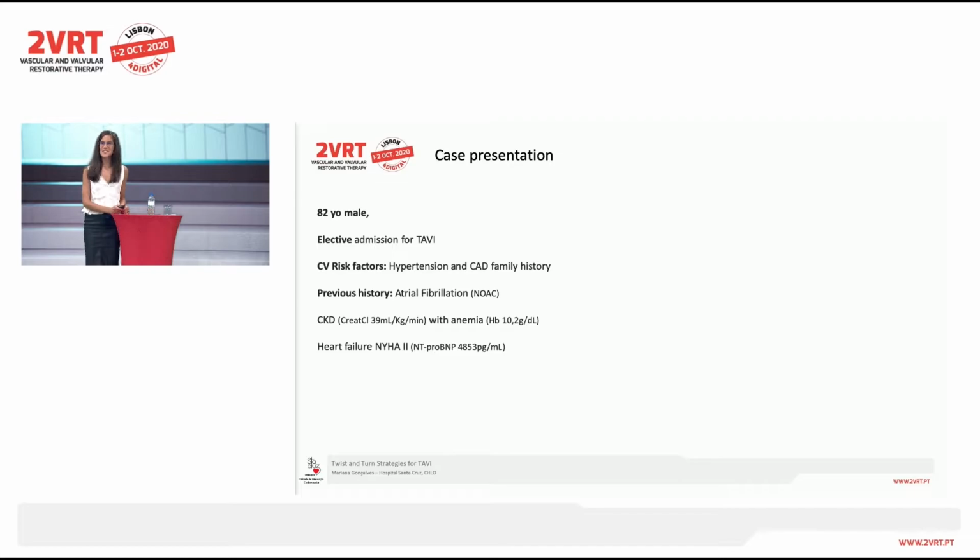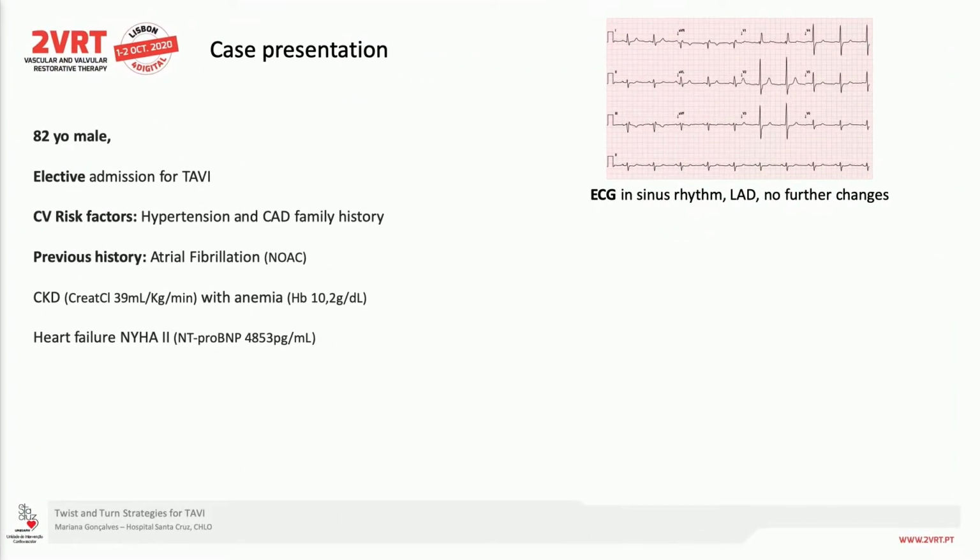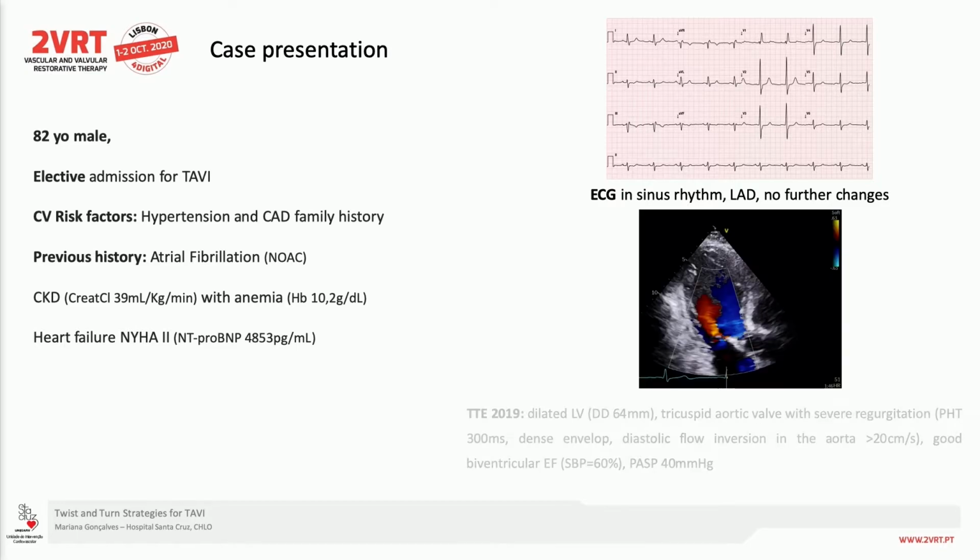Okay, this is an 82-year-old male with a severe symptomatic aortic stenosis, electively admitted in our ward for TAVI. He was hypertensive and with a previous history of atrial fibrillation, under anticoagulation with a NOAC, moderate chronic kidney disease with a chronic mild anemia, and he presented symptoms of heart failure in a functional class of NYHA 2 with a quite high NT-proBNP of almost 5,000. His ECG was in sinus rhythm.